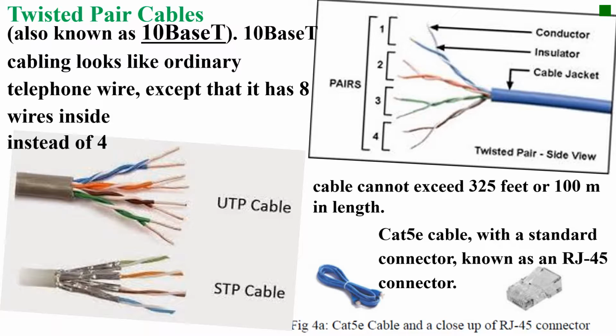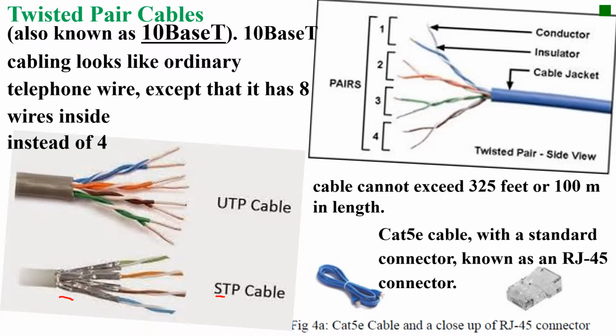Okay. So this is the conductor and this is the insulation. And this is the cable jacket, which includes the 4 twisted pairs. We have 2 types here: the unshielded twisted pair, U for unshielded, UTP, and the shielded, S for shielded twisted pair.